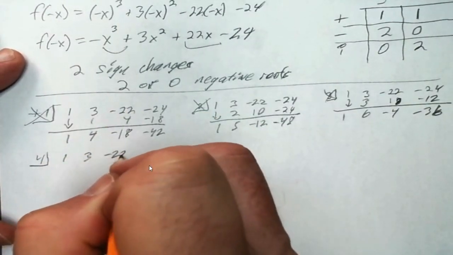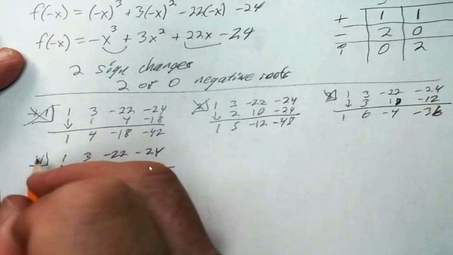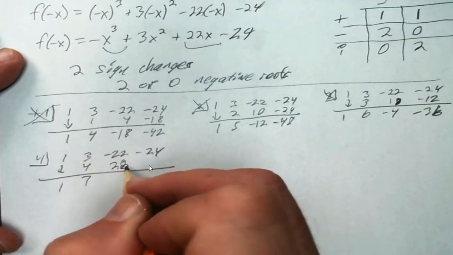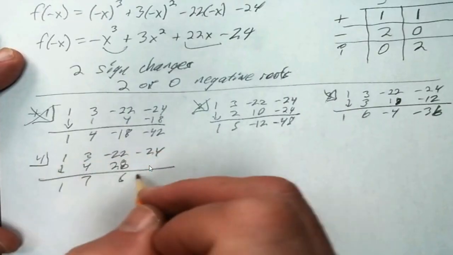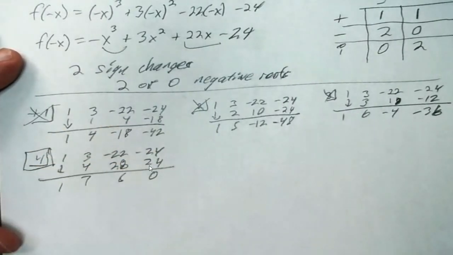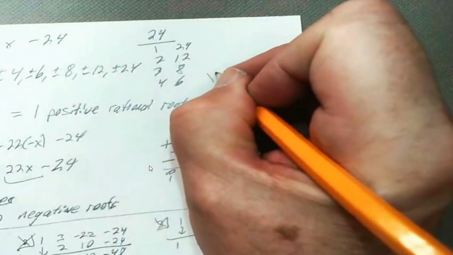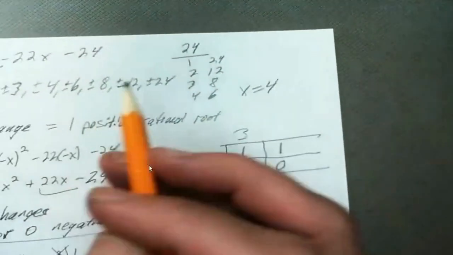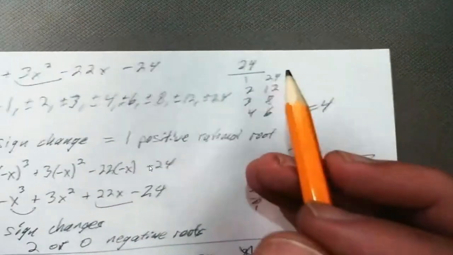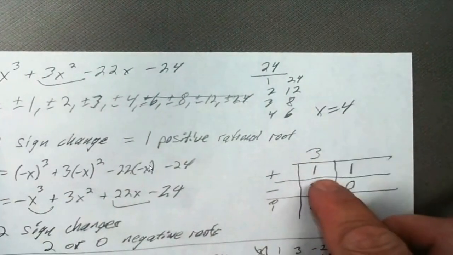1, 3, negative 22, negative 24. 4 times 1 is 4. That's 7. 4 times 7 is 28. That's 6. 4 times 6 is 24. Hey, 4 is a solution. So one of our solutions is x equals 4, which means we don't have to check 6, 8, 12, or 24, at least the positive values. We've already found our one positive solution.